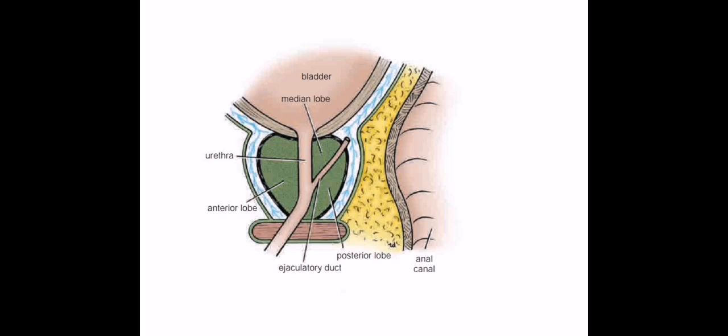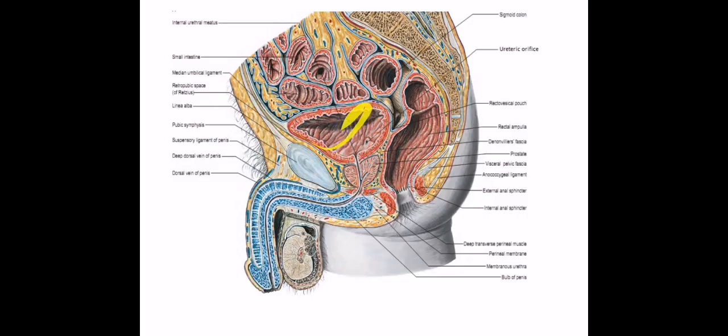Relations مال البروستات. The base of the prostate, this part of the prostate, is continuous with the neck of the bladder. The smooth muscle passes without interruption from one organ to the other، يعني من البلادر للبروستات the smooth muscle fibers will pass without interruption.